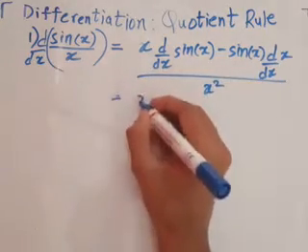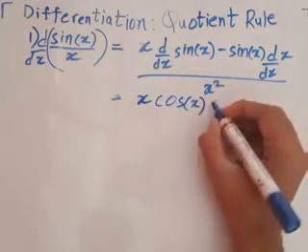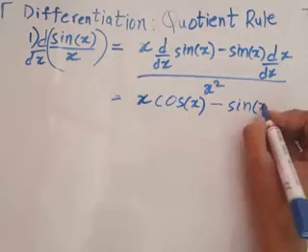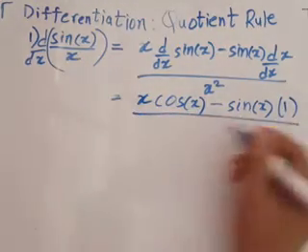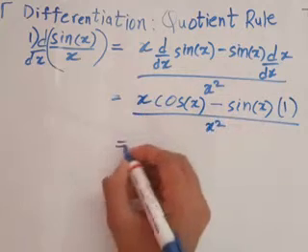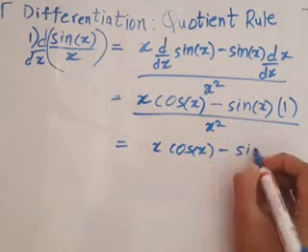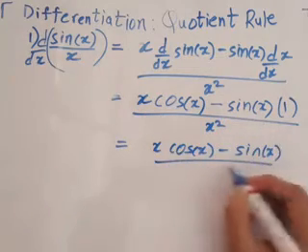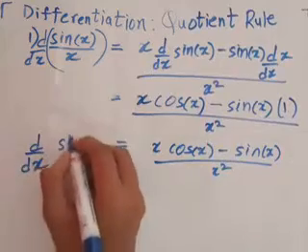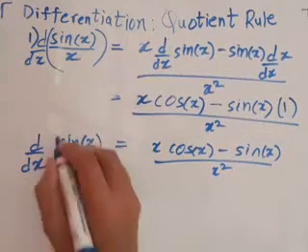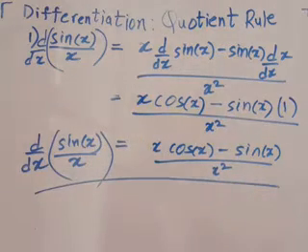So that's equal to x times the derivative of sine x, which is cosine of x, minus sine x times the derivative of x, which is of course just 1, with respect to x, upon x square. So I can just simplify this as x times cos x minus sine x upon x square. This is what the derivative evaluates to. So this was a pretty simple example. Now let's look at a slightly more complex example.